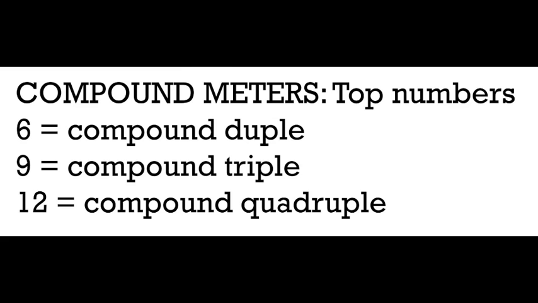You can always tell a compound meter by its top number. A 6 on top will always be compound duple. A 9 on top will always be compound triple, and a 12 on top will always be compound quadruple. Remember, these numbers tell you the number of beat divisions. They do not tell you the number of beats. Okay, compound meters, they work differently from simple meters.